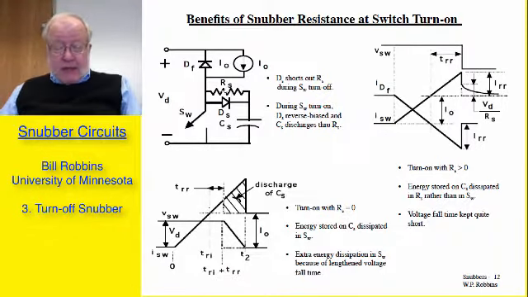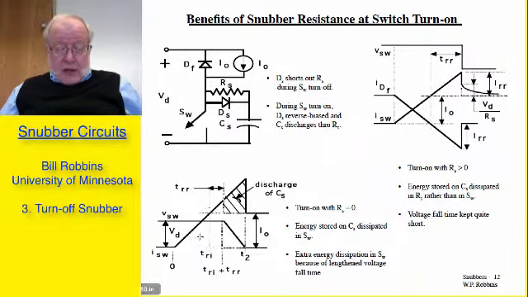If we did not have this snubber resistor, it was just a short circuit, all of that stored energy would be dumped into the switch, causing excessive power dissipation. The result would be the following. The voltage across the switch would build up to V sub D, and the current would build up to the value I0, and then it would keep going because of the extra energy stored in the capacitor, as well as the reverse recovery current of the diode.